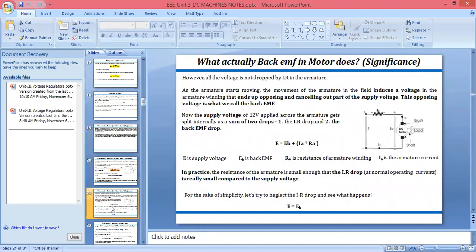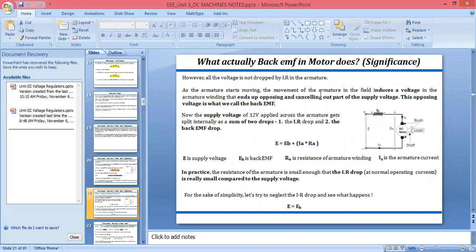So here again you see, however, all the voltage is not dropped by the armature winding. When the armature starts to rotate, we know the armature is used in the DC motor and the DC generator, and it works as a rotor because it is moving. At that time magnetic flux will get introduced, and when it is perpendicular to the conductor, meaning when it cuts the conductor, EMF gets introduced because of Faraday's law. Faraday's law tells us if a conductor is cut by the magnetic flux, EMF will get introduced.